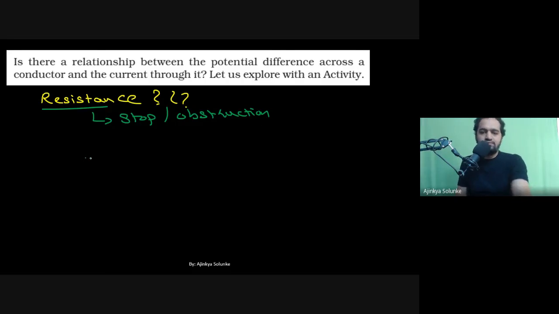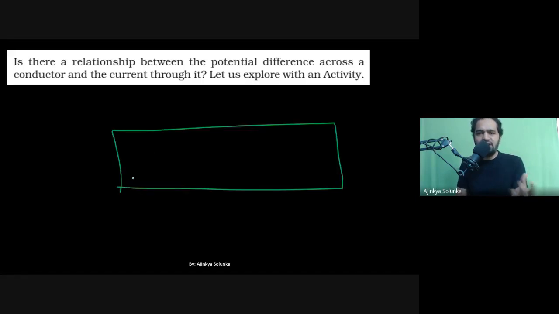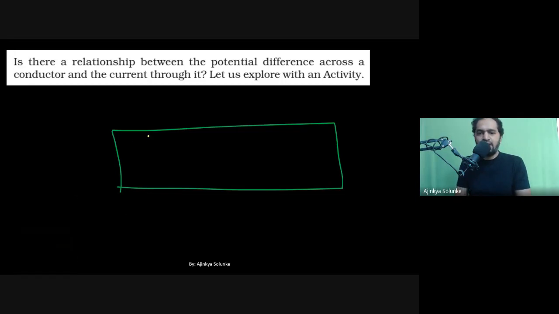Okay. So let us try to understand who is stopping what. If the meaning is to stop something or to obstruct something, let us try to understand who is stopping whom exactly. So suppose this is any material. Let us say it's copper. For example, this is copper. Okay, and these are your atoms, because as you know, every material is made up of atoms.